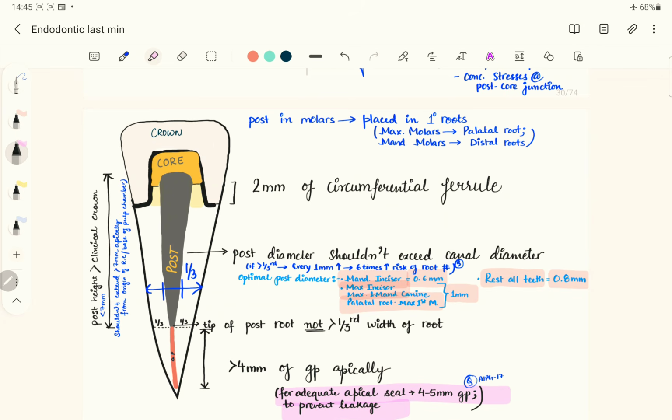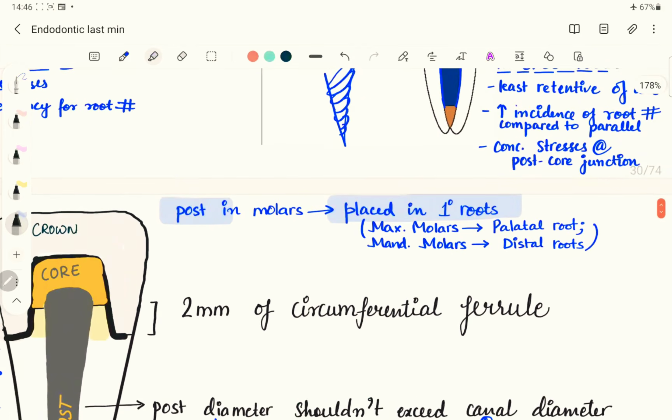If we are using a post in anterior teeth, we know that there is only one canal and we can use the post in that canal. But what if we have to use a post in a multi-rooted tooth? Then we have multiple roots and multiple canals. Which canal should we select to put the post? For the posterior teeth, especially molars, we should place the post in the primary roots. Again, a very important point: in the molars, we should place the post in the primary root, that is the palatal root for the maxillary molar and the distal root for the mandibular molars.